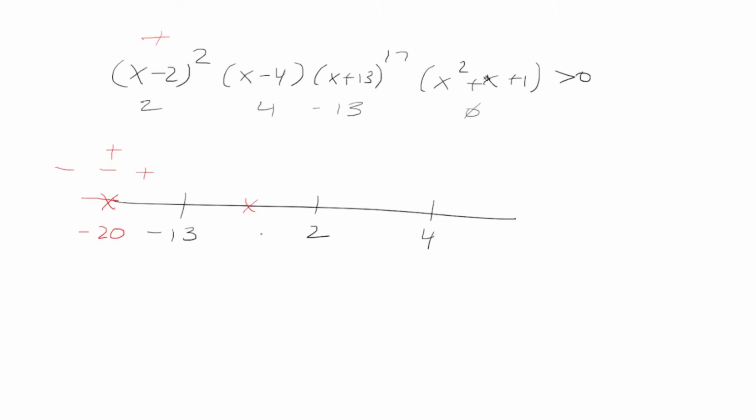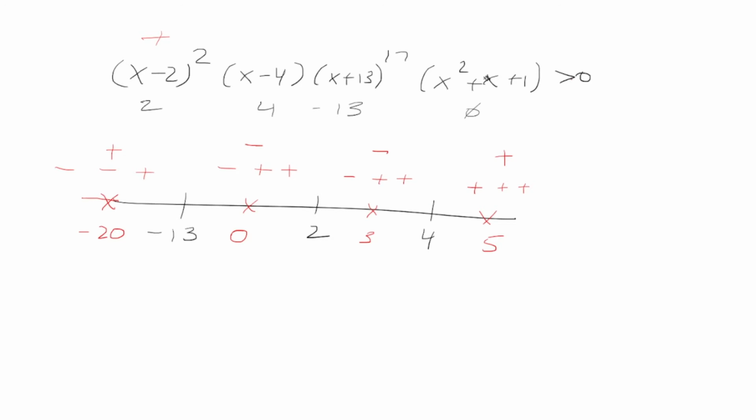Pick a number between negative 13 and 2. Let's say 0. We said it's always positive, so we're not going to bother. So this will be negative, positive, and positive. That means it's going to be negative. Pick a number between 2 and 4. Let's say 3. So here 3 minus 4 is negative. 3 plus 13 to the 17th is positive, and then that's also positive. So that's negative. Pick a number that's greater than 4. Let's say 5. Positive, positive, positive. Okay, so it's all positive.